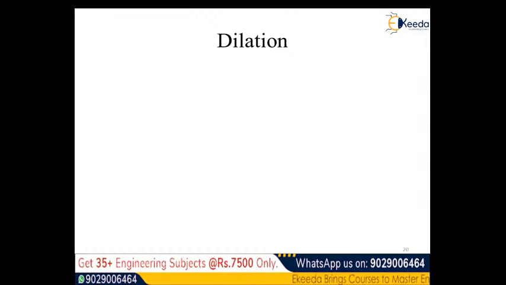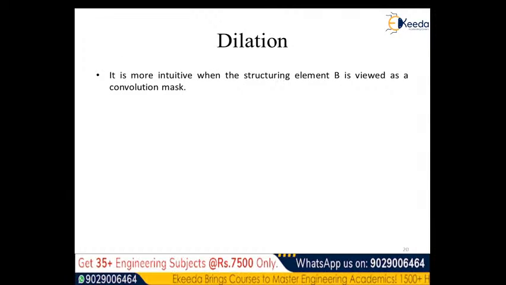Now it is more intuitive when the structuring element B is viewed as a convolution mask. So let us compare the structuring element to the procedure we follow in the convolution operation. The procedure of morphological operation with the help of the structuring element that you have just seen is like what we have done in spatial filtering also.